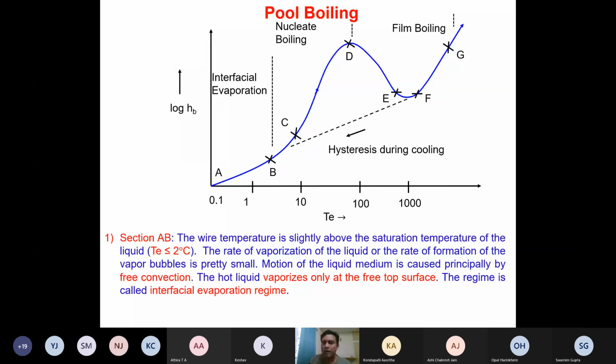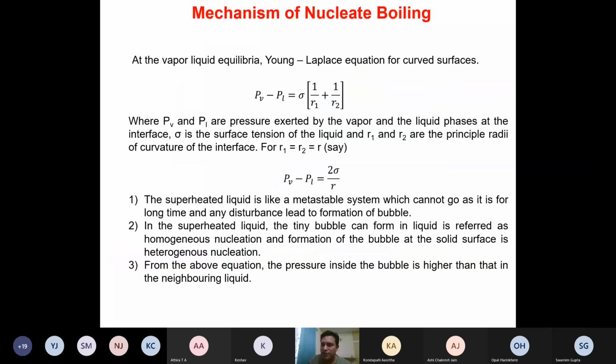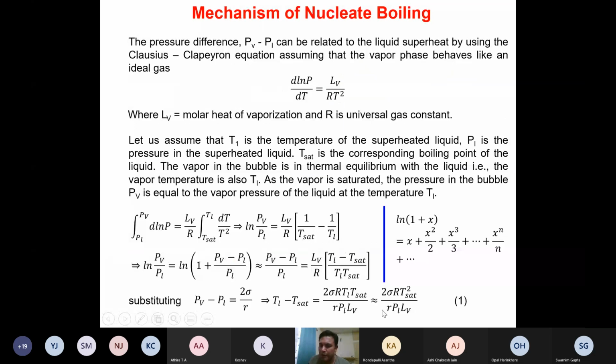So we can find out the stable size of the bubble using this particular formula. How much degree of superheat is required, we can calculate by this equation 1 for a particular size of stable bubble. Okay, so in this particular equation, everything is known in general. Sigma is nothing but the surface tension, T sat is the saturation temperature, P L is the liquid pressure, and L V is the latent heat of vaporization.